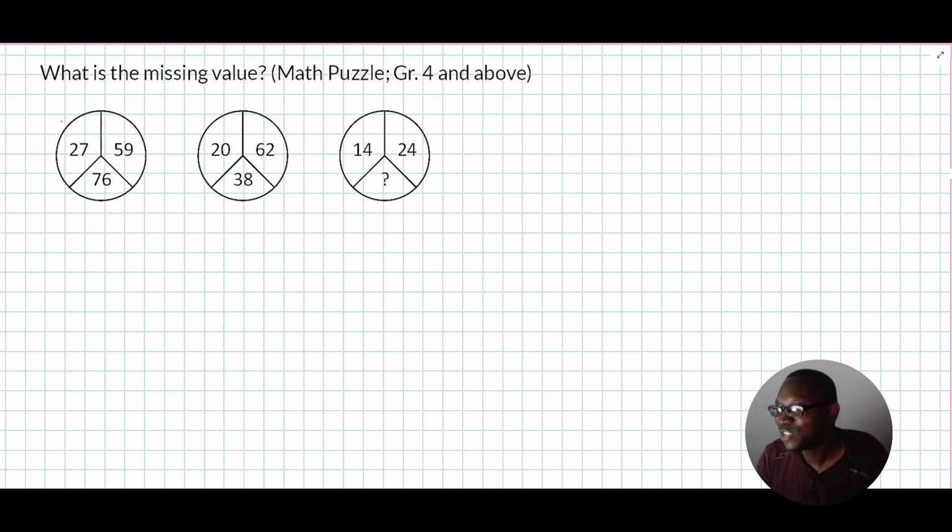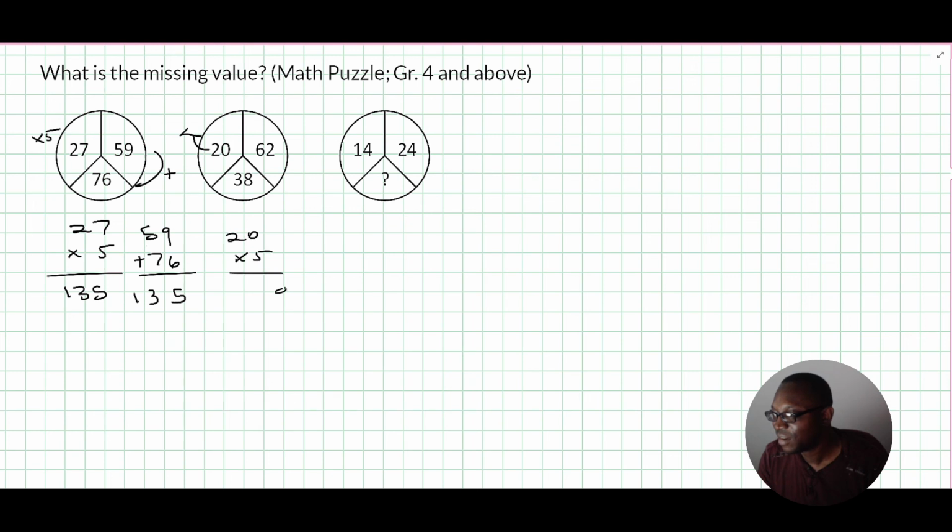The trick here actually is that you multiply this by 5 and add this together. So 27 multiplied by 5, that's going to give us 135. 59 plus 76, that's going to give us 135. Let's try the same here as well. 20 multiplied by 5, we have 100. 62 plus 38, we have 100.